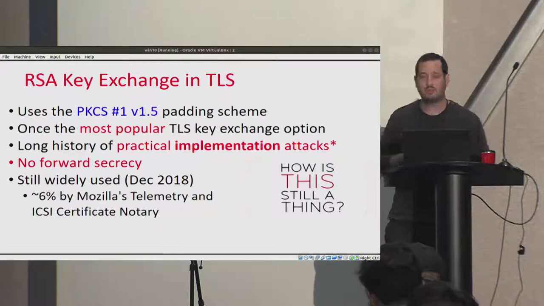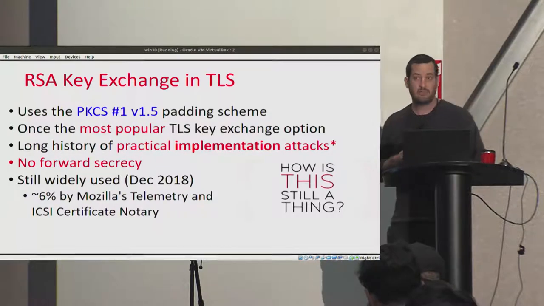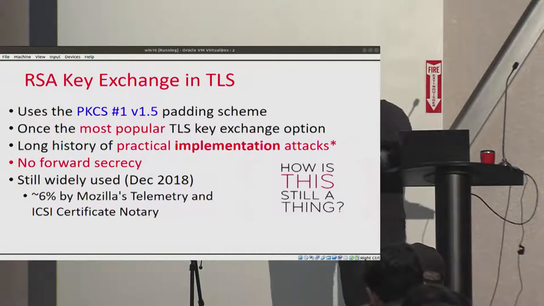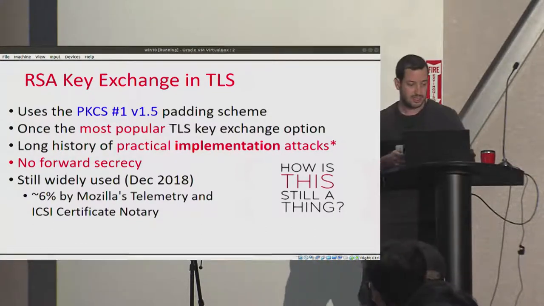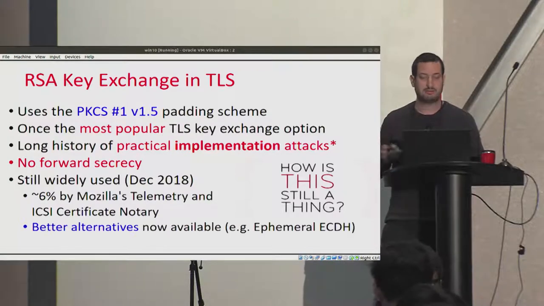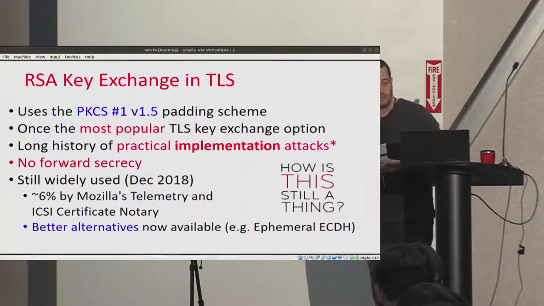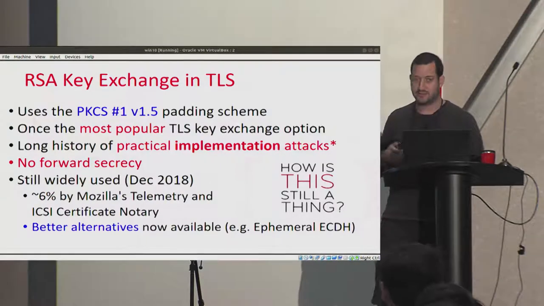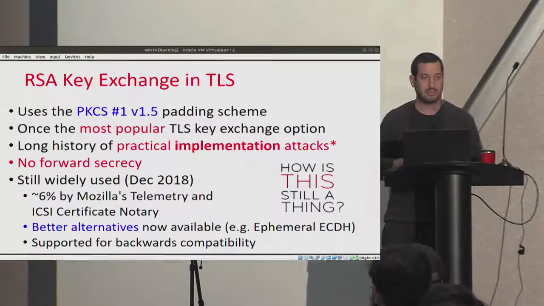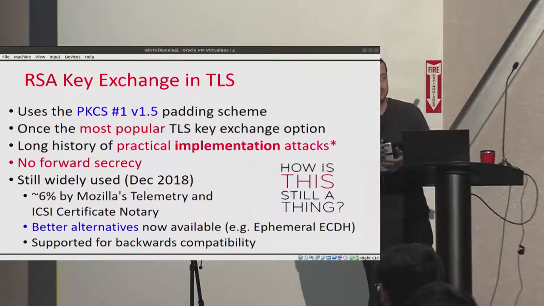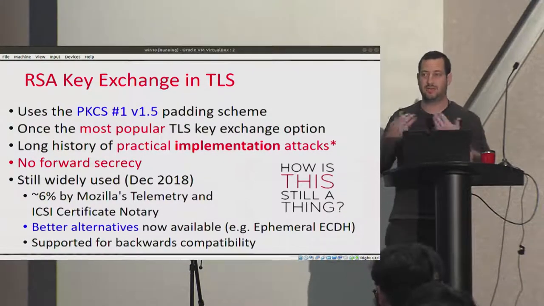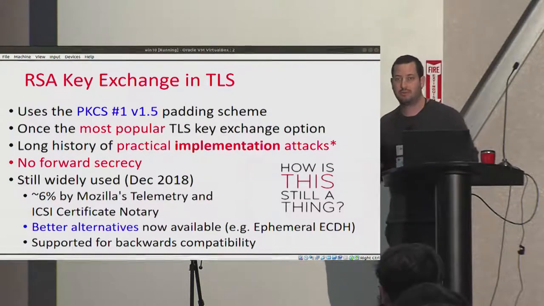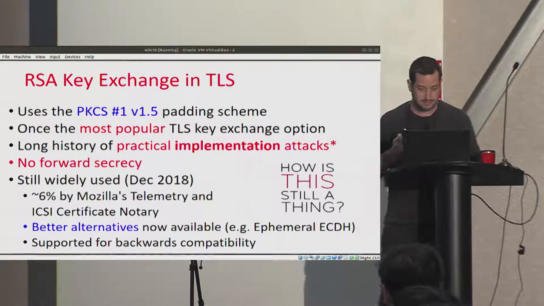But still, the last time I checked, at the end of 2019, it's still widely used. About 6% of the connections on the internet still use RSA key exchange. There are much better alternatives that we can use right now, but it's still supported for maybe the most dangerous thing in cryptography, which is backward compatibility. We still need to support those old machines that don't know how to use anything else. And this, as we'll see, puts the whole ecosystem of the internet at risk.